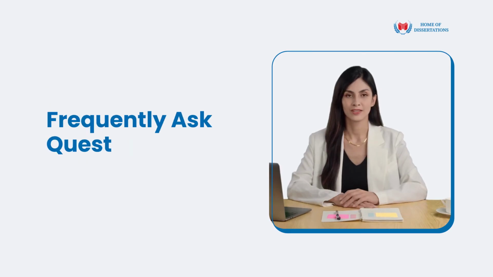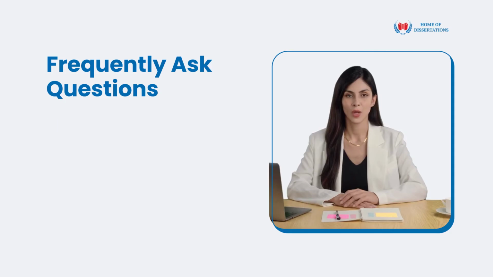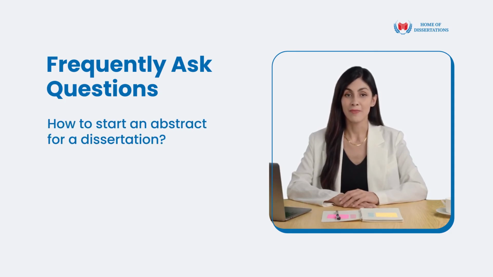Frequently asked questions, FAQs. 1. How to start an abstract for a dissertation? To start an abstract for a dissertation, first be aware of the structure of writing the points. It starts with an outline of the problems that are going to be addressed in the dissertation along with the objective to write the document.